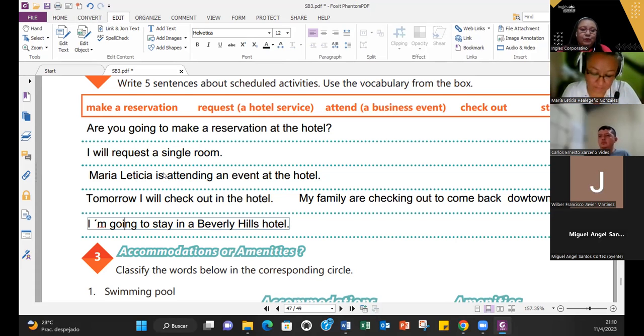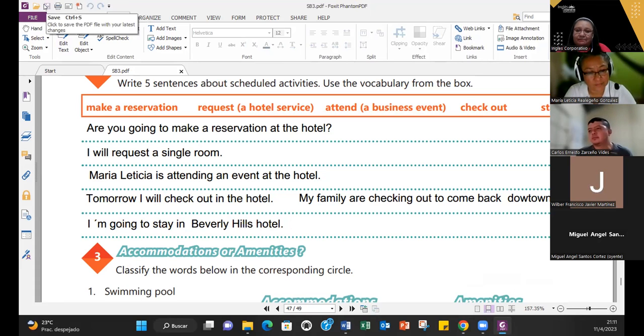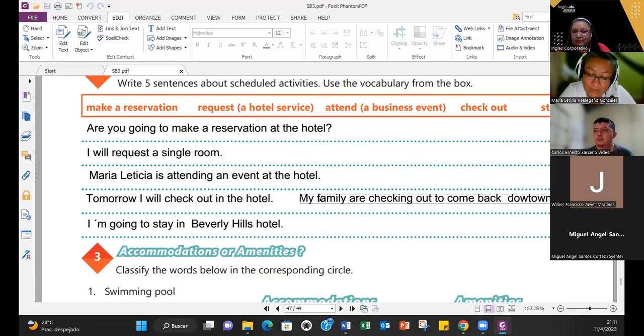And stay? I am going to stay in the hotel for 2 weeks. Very well. Carlos, I'm going to stay in Beverly Hills Hotel. Eliminate that letter A. Okay, like that? Yes, I'm going to stay in Beverly Hills Hotel. Excellent, very well. Good. And Leti? I would like to make a reservation. Okay. Tomorrow I will request a short service. Okay, a short service.